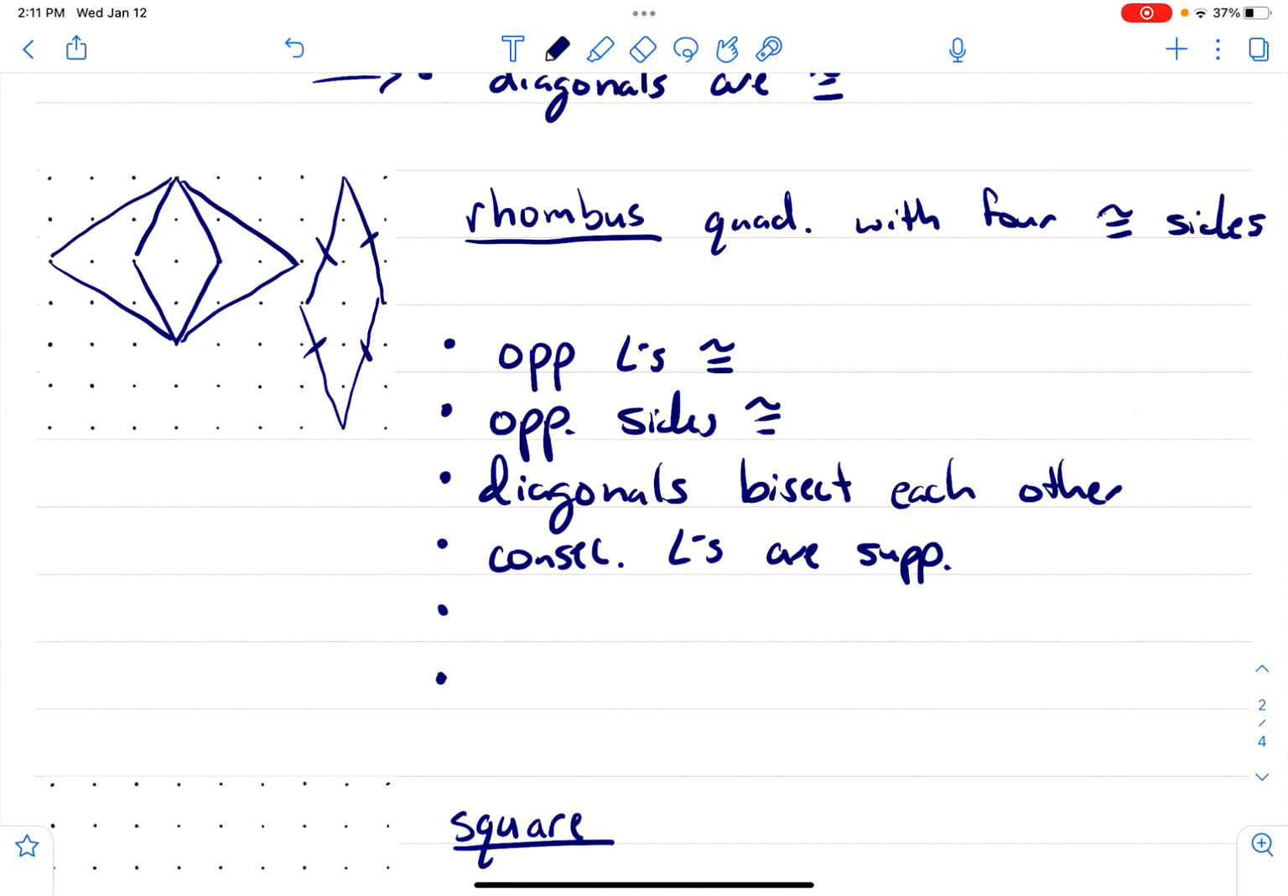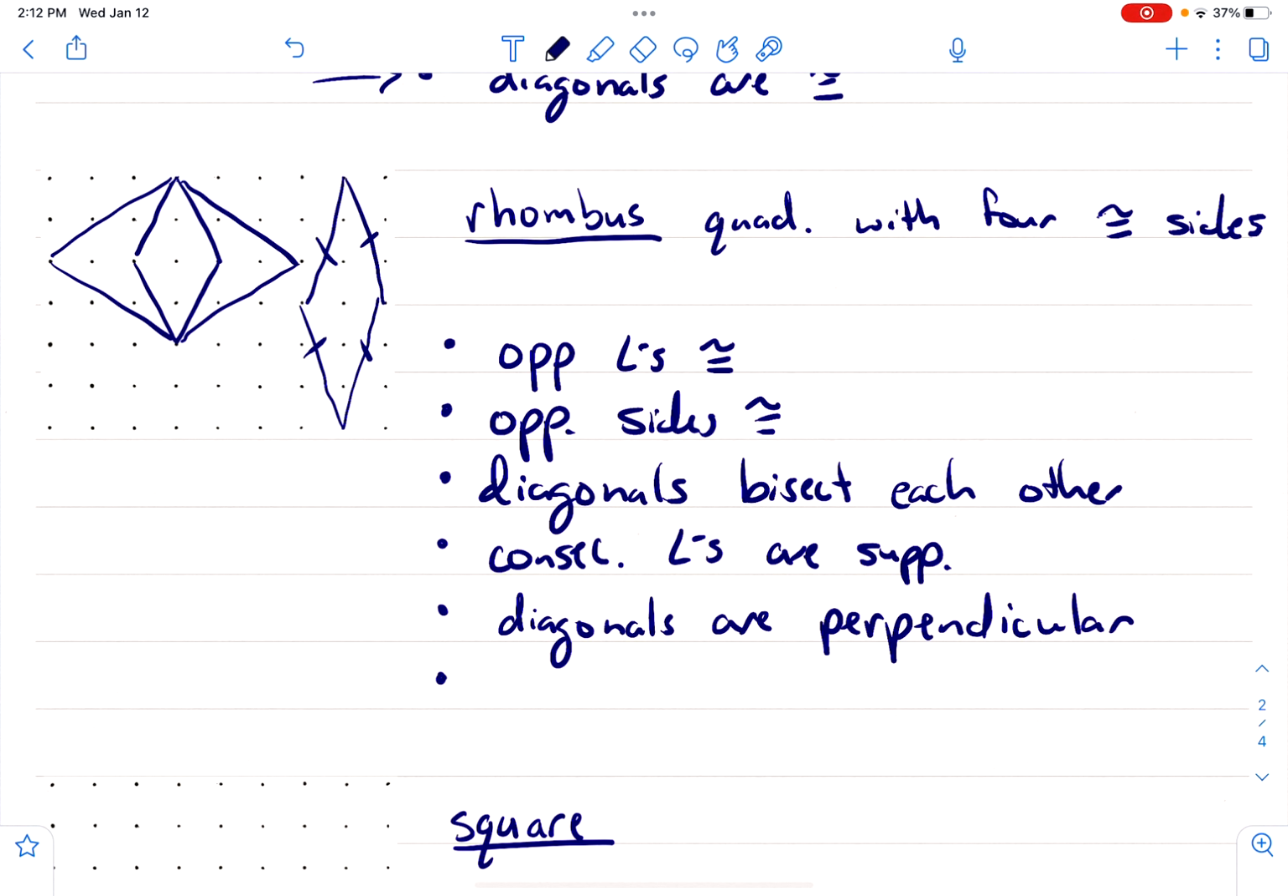And then rhombus has two special things that it brings to the party, and they both deal with the diagonals. One is that the diagonals are perpendicular. Perpendicular like a kite. Perpendicular means to intersect at a right angle. Okay, and then the other thing about the diagonals, and this is the wordy one, I know, but the diagonals bisect the angles through which they pass.